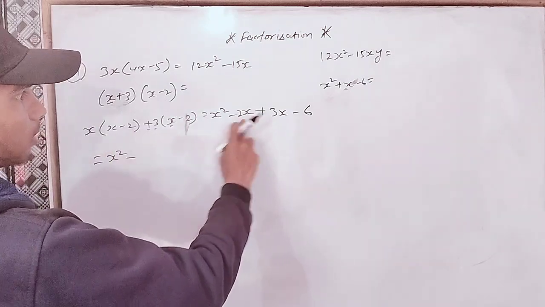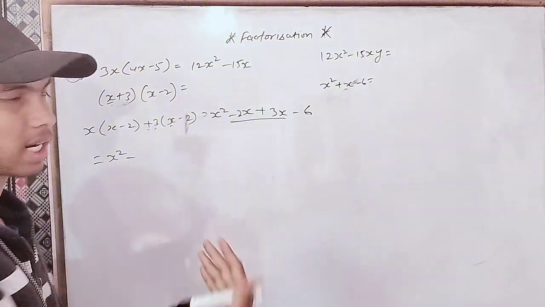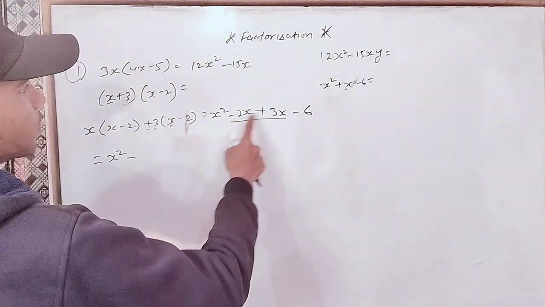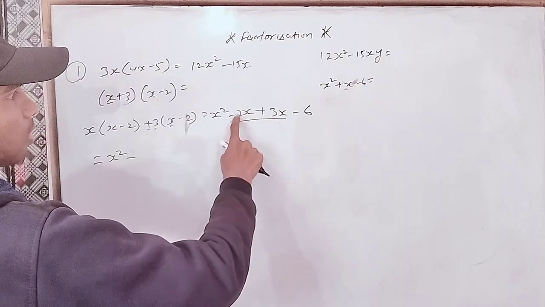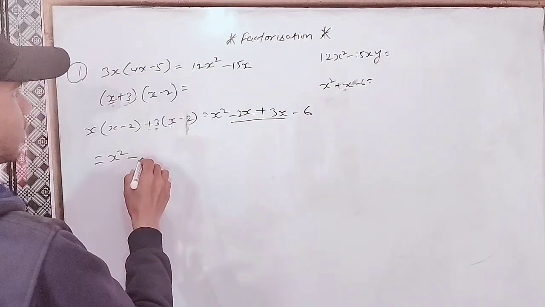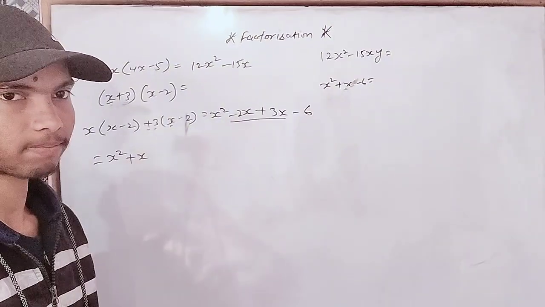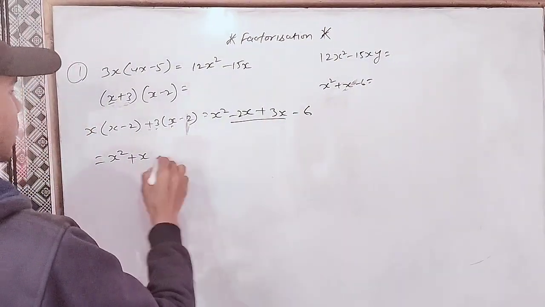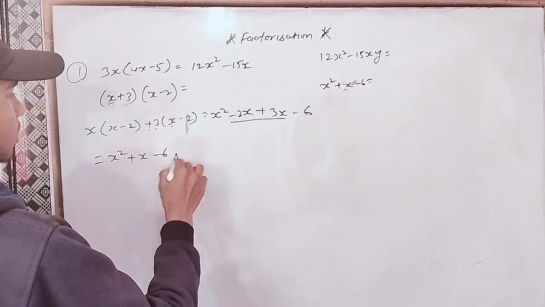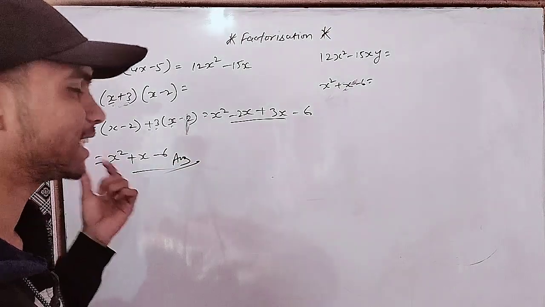Now here we can what? We can subtract, because subtract is subtract. That's why from this we will subtract how much? Minus 2x. So we will get how much? X, because who is bigger? 3. That's why. And then we have 6. This is the answer. Now we can't factor it.